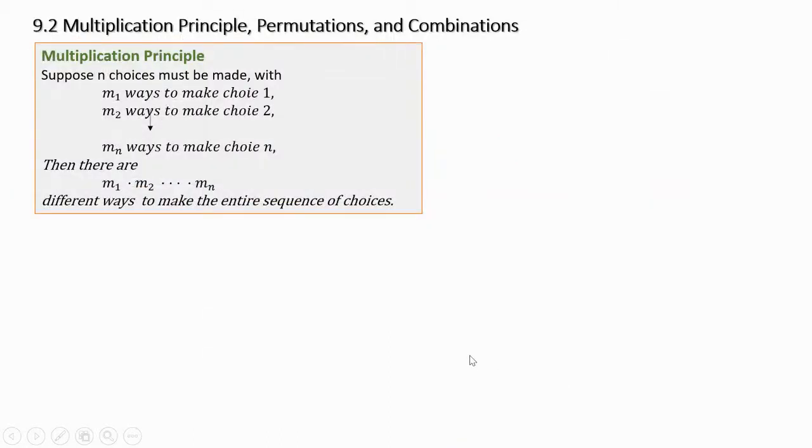Okay, now, this is called the multiplication principle. Permutations and combinations. This is section 9.2. So the multiplication principle says that suppose n choices must be made with m1 ways to make choice 1, m2 ways to make choice 2, and so forth. So we just multiply the possible ways.